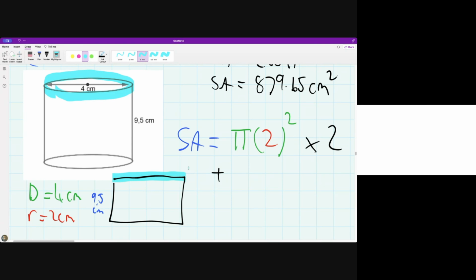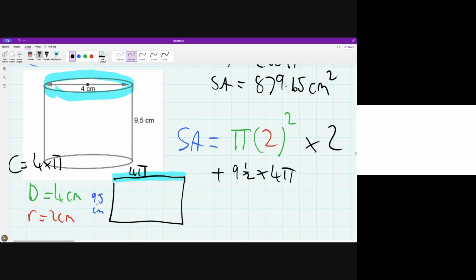See if you can find, let's try and find the circumference, because that is what goes here. So C would be 4 times pi, or diameter times pi. Oh, that's nice and easy. So this would be 9.5 times 4 pi. And I've got to add all these together.